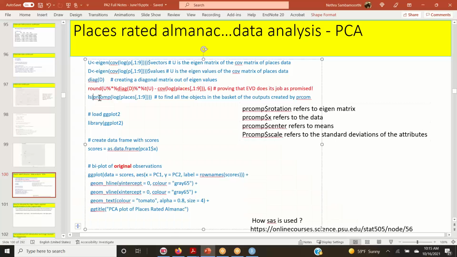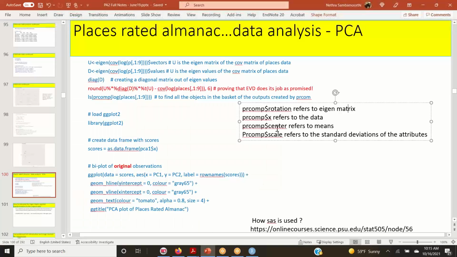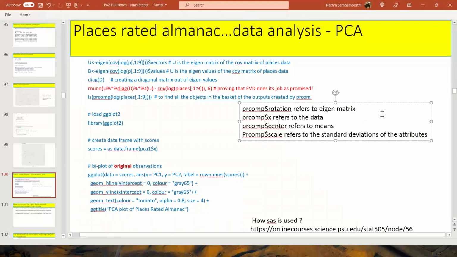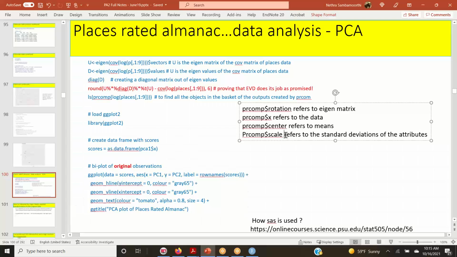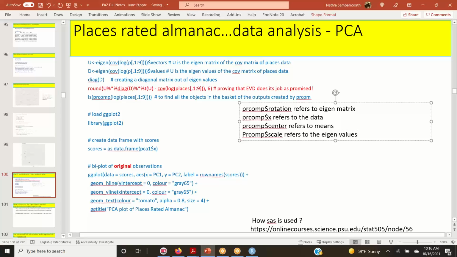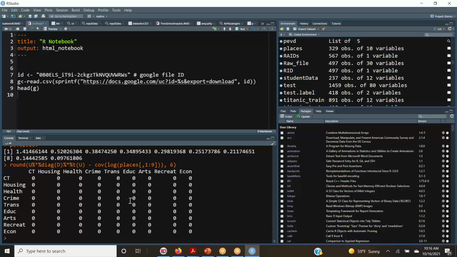The beauty of the simplicity of R is that once you apply a function, you can ask for what its objects are. That is ls, list objects. Rotation refers to the eigenmatrix. X refers to data, center refers to the mean, and scale refers to the standard deviation. Actually, it's not saying that. Sdev refers to the eigenvalues. It's a better way of saying it. I will come to that. Now you know everything, isn't it? So that's what is happening here.